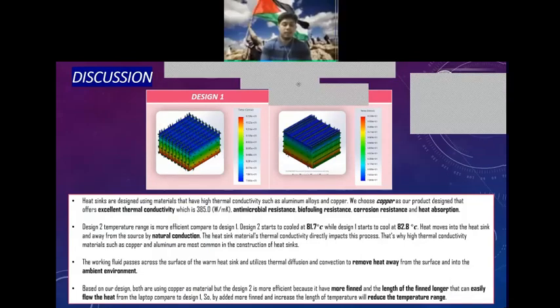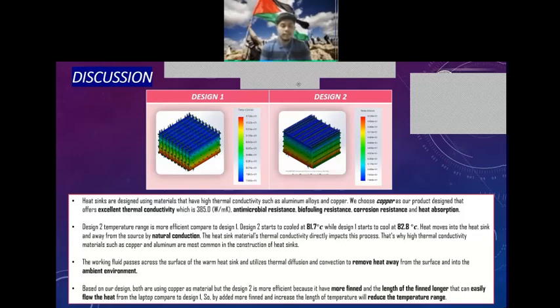I, Muhammad Luqman, will present about the discussion. Heat sinks are designed using materials that have high thermal conductivity, such as aluminium alloy and copper. We choose copper for our product design as it offers excellent thermal conductivity, which is 385.0 watt per meter Kelvin, and is antimicrobial resistant, biofouling resistant, corrosion resistant, and heat exhaustion resistant. As we can see in the picture, design 2's temperature range is more efficient compared to design 1. Design 2 starts to cool at 81.7 Celsius, while design 1 starts to cool at 82.8 Celsius.